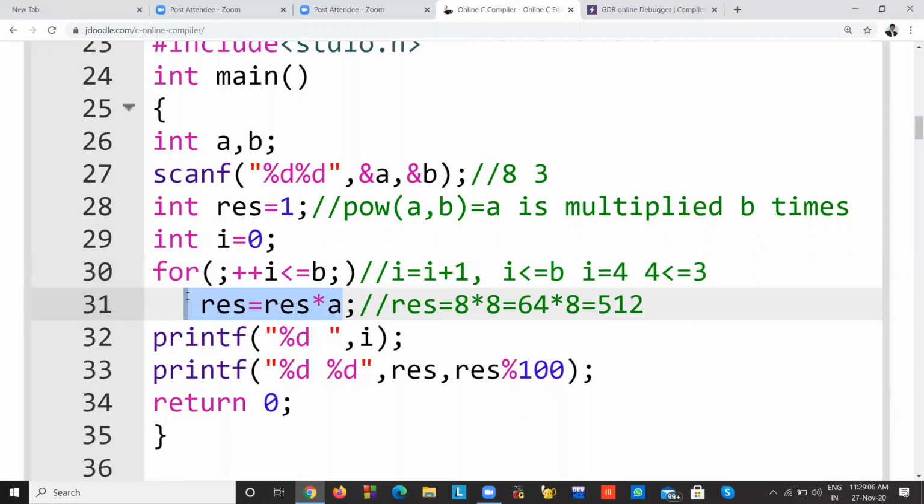Is this clear, guys? Is this clear? Is it clear, ma? Any questions here? Sir, calculating this power is clear.